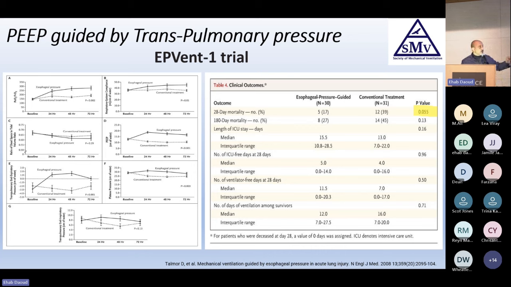So back in 2008, some people published in the New England Journal of Medicine a study about the trial guiding the PEEP by the esophageal balloon. And if you can see, the only thing that came out positive is that mortality improved with this technique. And I think that's what gave the esophageal balloon its boost, it improves mortality, right? So that's called the EPVENT 1 trial.